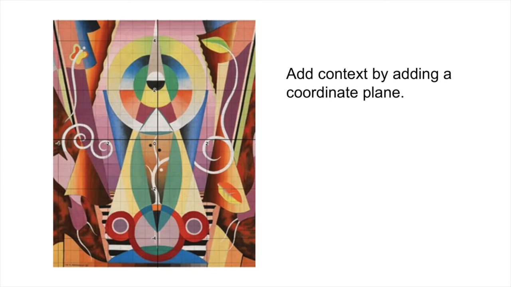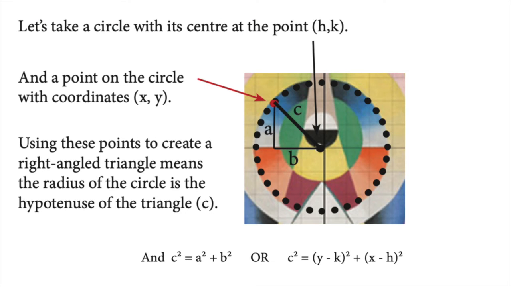In order to find the equation of our circles in the artwork, we need to add some context. So we can do that by placing the image on a coordinate plane. We have done that by uploading the artwork to an online graphing software called Desmos. Now we are able to find the location of points in this image. So let's take a look at one of these circles.